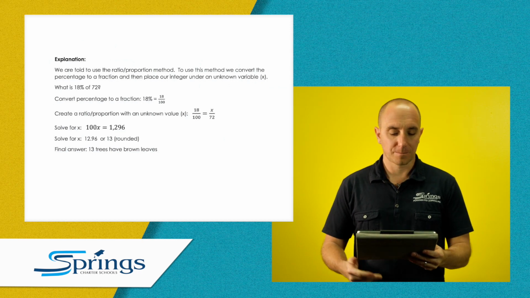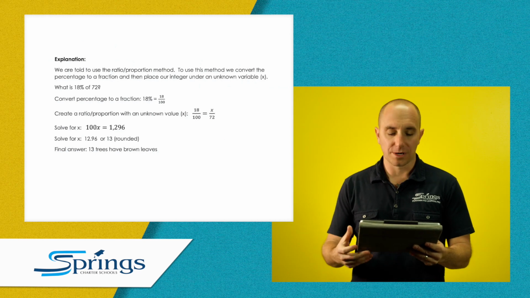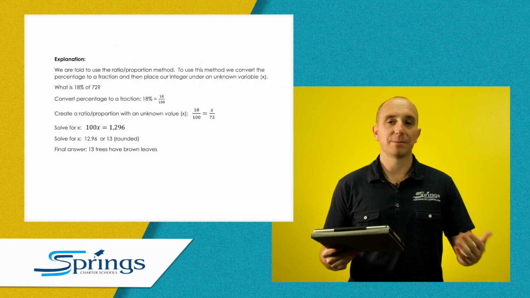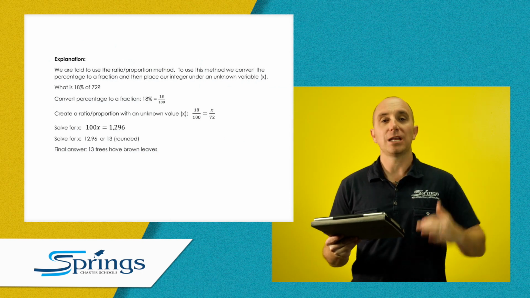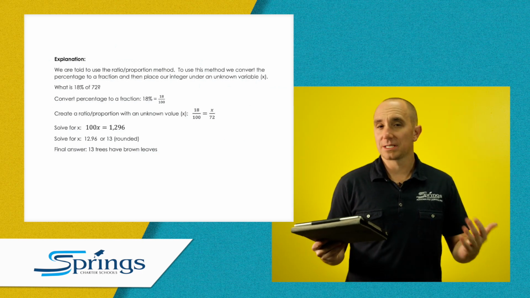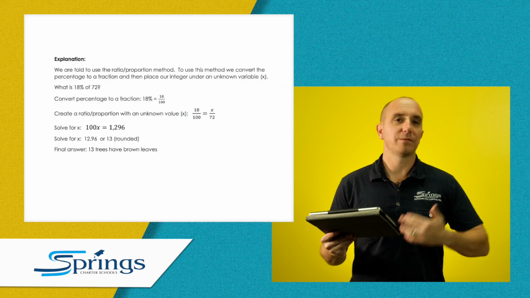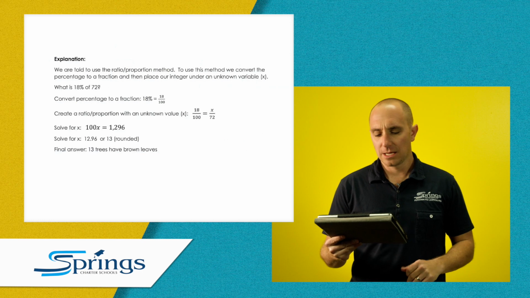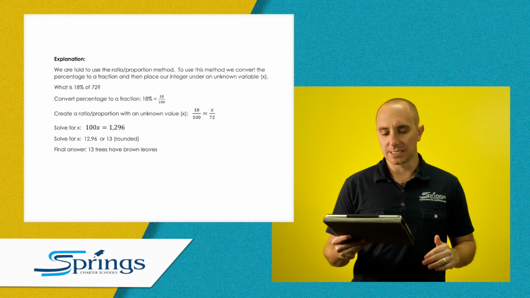Let's try another one. What is 80% of 60? Now we're dealing with some smaller numbers. Again, we convert our percentage to a fraction. Hopefully by now we're getting used to it: 80% is just 80 over 100. We could reduce it, but it's not necessary all the time. In this instance we'll just leave it, to keep it consistent with using the number over 100. So we have 80 over 100 equals x over our total, which was 60.